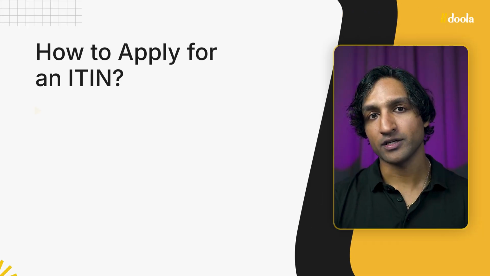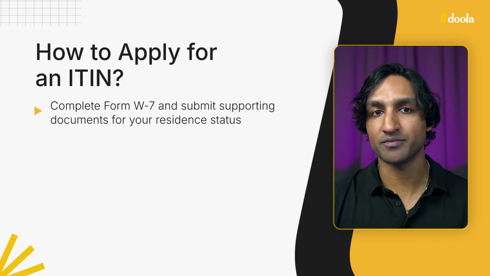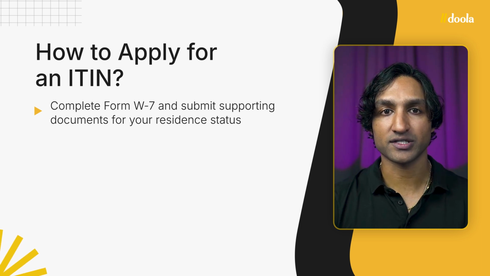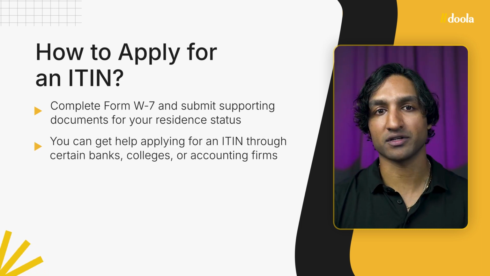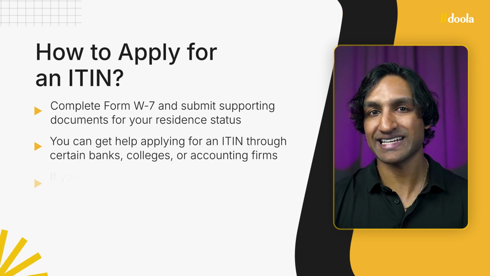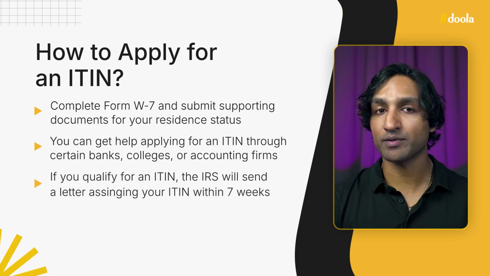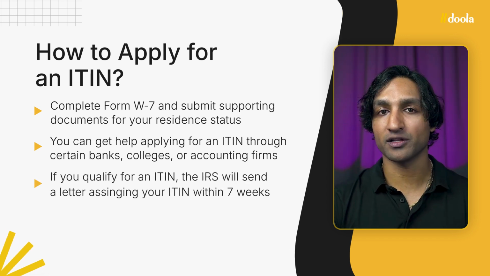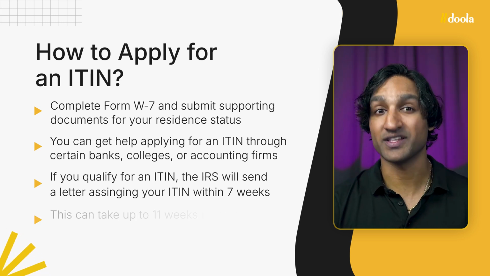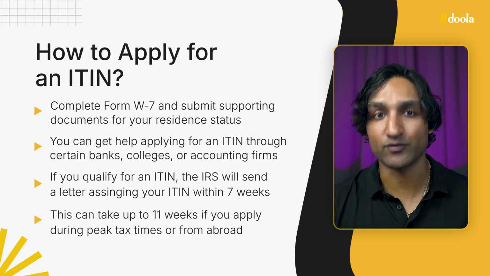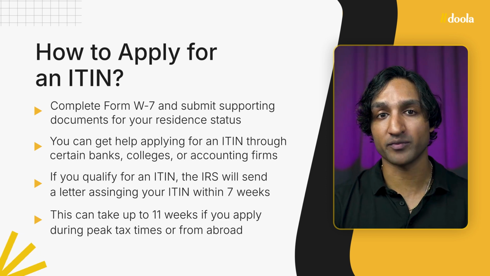To apply for an ITIN, you need to complete Form W7 and submit supporting documents for your resident status. You can get help applying for an ITIN through certain banks, colleges, or accounting firms. According to the IRS, if you qualify for an ITIN and your application is complete, the IRS will send a letter assigning your tax identification number within 7 weeks, but the truth is, this can take up to 11 weeks or more if you apply during peak tax times or apply from abroad.